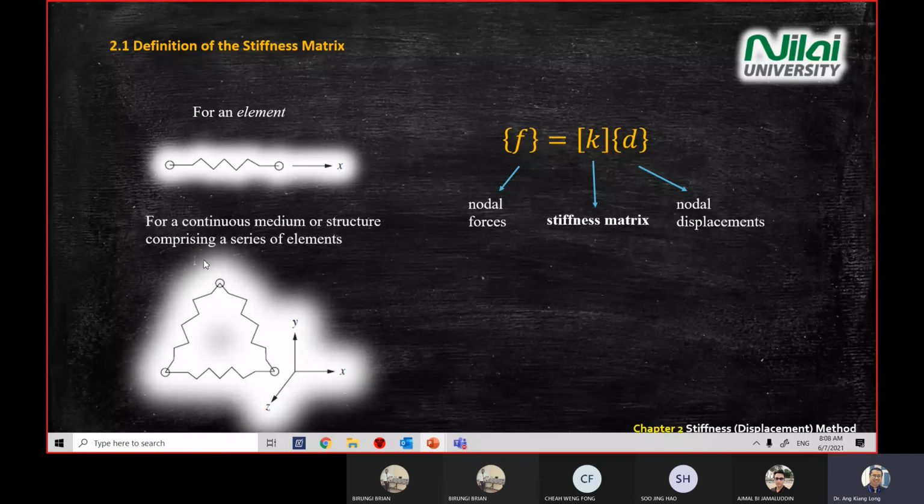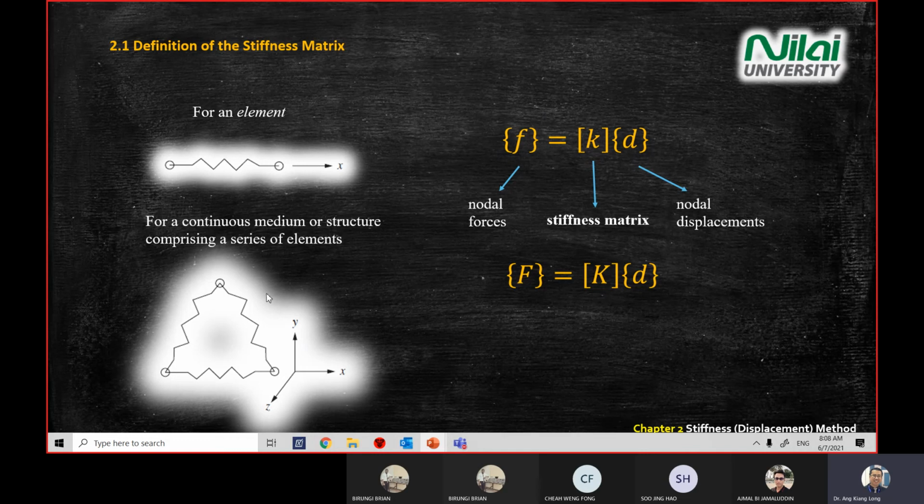Now the next one, the one where I updated a diagram on the screen here. On the top is one element. If you combine all the elements, you will get a structure. Then you use a capital F, capital K, and retain the small d for displacement. So in the exam, if you're talking about an element, you write F equal to KD, small f, small k, small d, you get 1 mark for this equation.